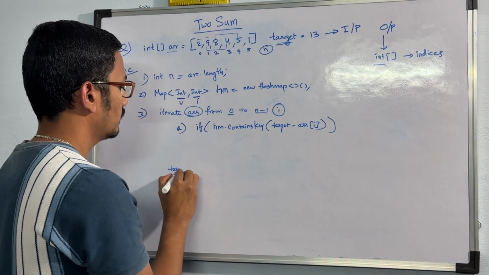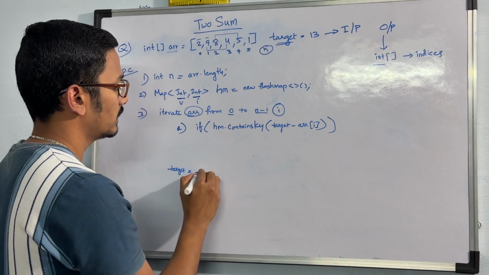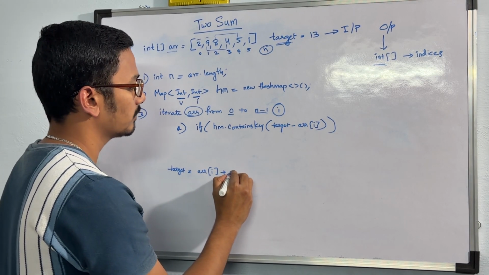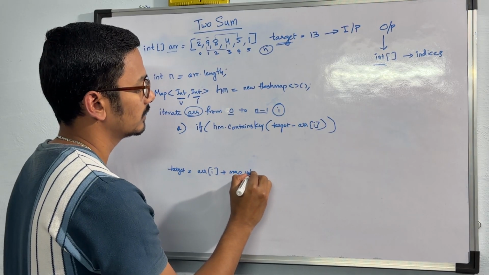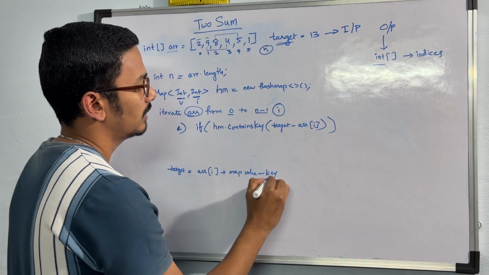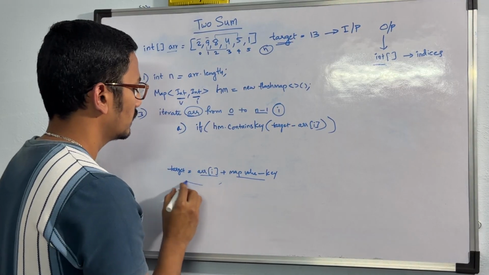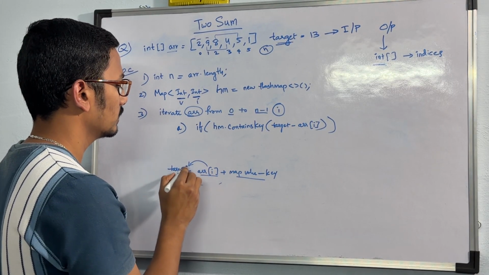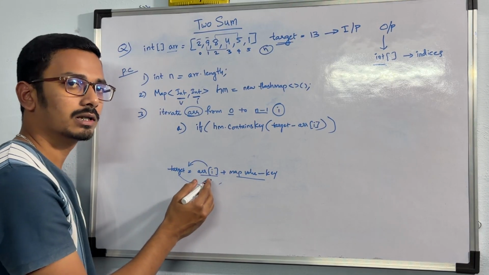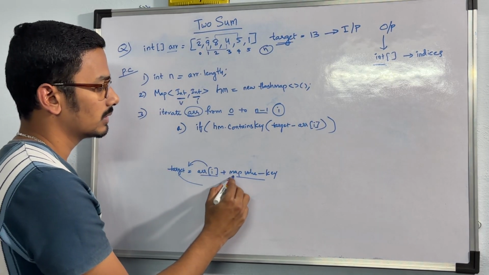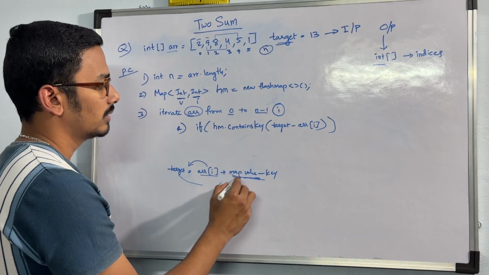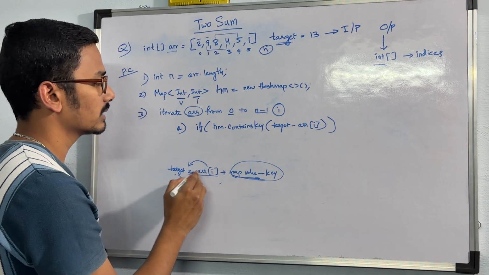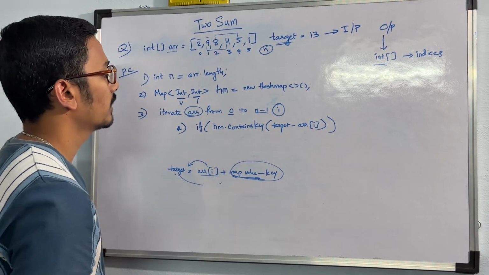target equals two numbers, right? Array of I plus the value which already exists in the map as a key. If two numbers equate to target, then we have to return the solution. That is what we are doing. I send this array of I, the particular iterated element, to the left, so that the map can have the value that equates target minus array of I. That is what I am doing here.